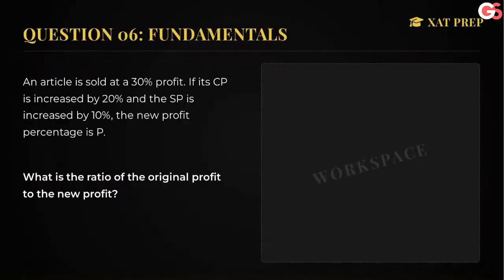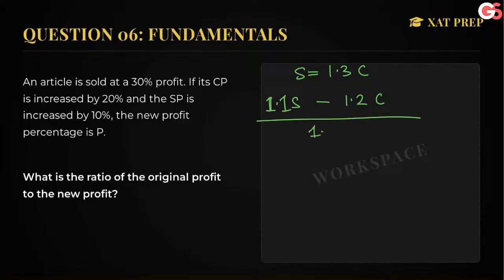An article is sold at 30% profit. Okay. So that means S is equal to 1.3 times C. If its CP is increased by 20%, that means new CP is 1.2 C, and SP is increased by 10%, that means 1.1 S. The new profit percentage is P. So this 1.1 S minus 1.2 C is the new profit, and new profit percentage is P. Is that clear, everyone?